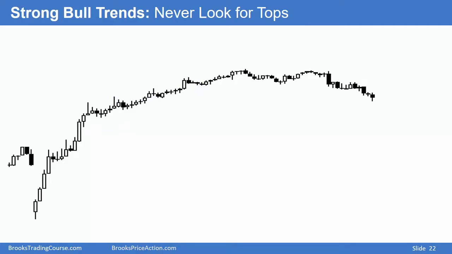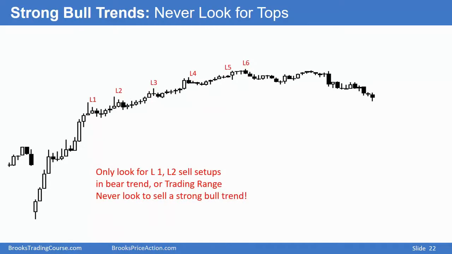This is an extremely strong bull trend, so don't start looking for low 1, low 2, low 3s. When you're in a very strong bull trend, a low 1, low 2, low 3 is a sell setup, and you cannot be looking for sell setups. So instead of looking for low 1, low 2, low 3, low 4, you should only be looking to buy.